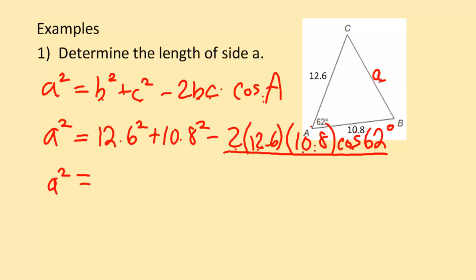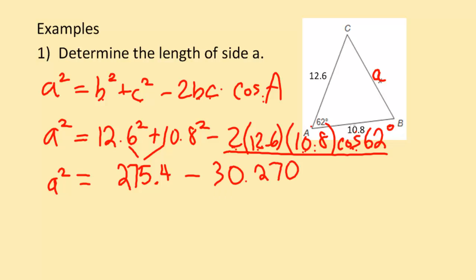For 12.6 squared plus 10.8 squared, I get 275.4. So that's that much of it. Now I'm going to multiply all this together and write that number down after the minus sign.